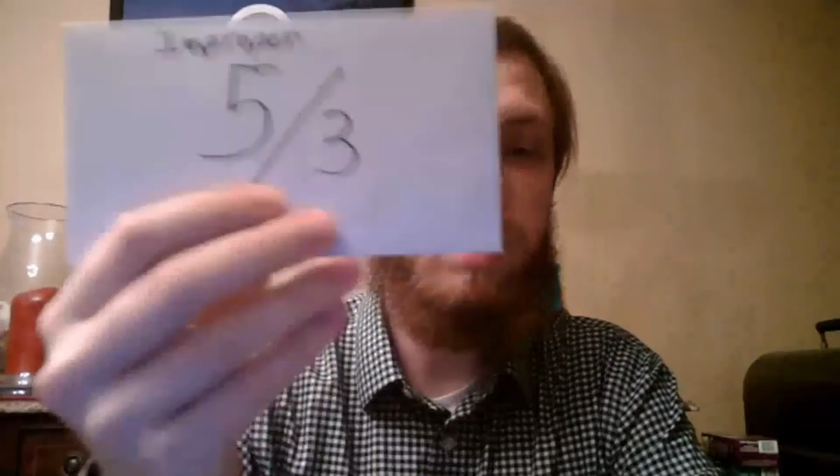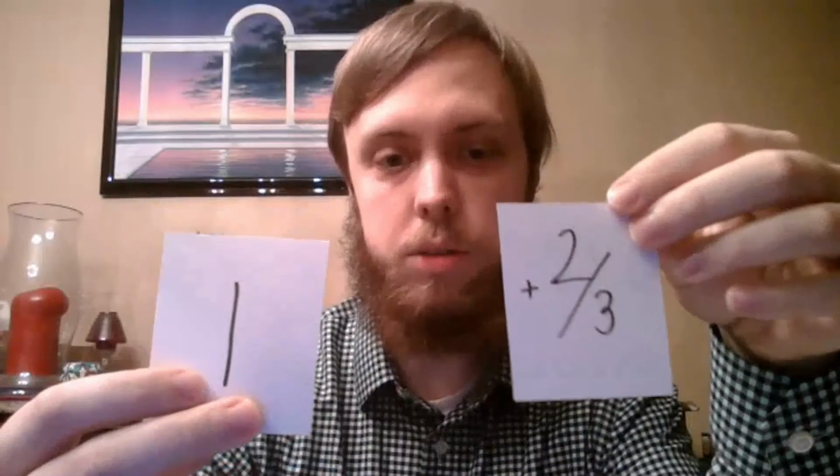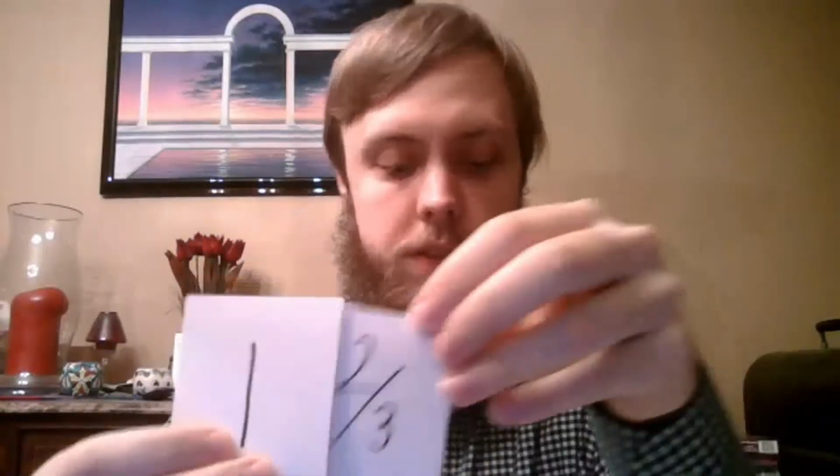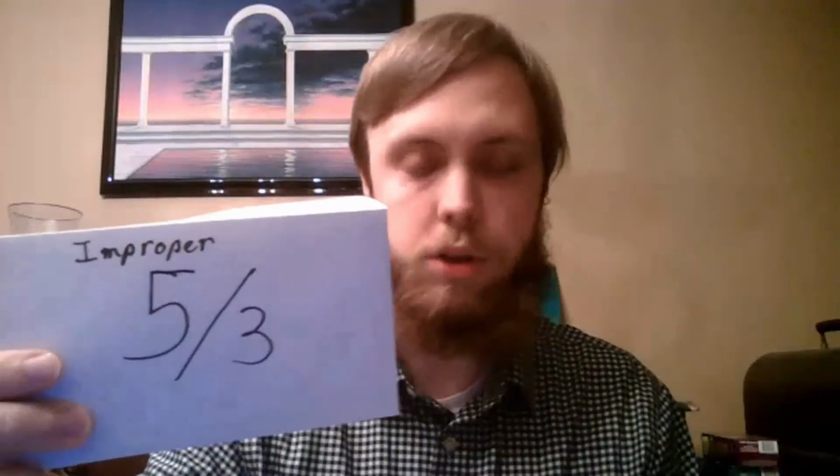Another example of an improper fraction is 5/3. I can break up 5/3 as 1 and 2/3, a whole number and the 2/3 part that we have left over. Just as I can break up 5/3 into a whole number and the remaining fraction, I can break up 5/3 into the 1 and the remaining fraction, 2/3.